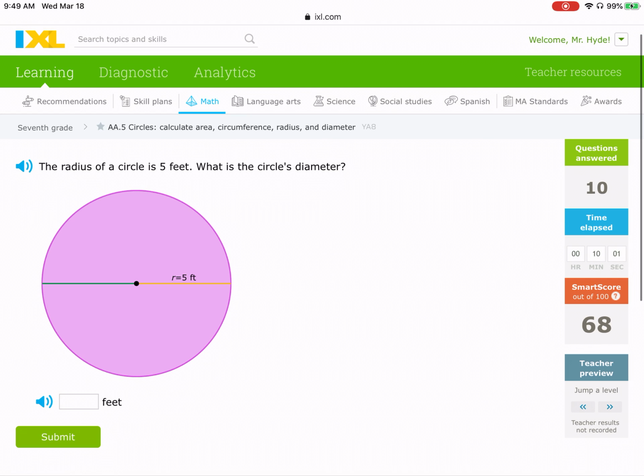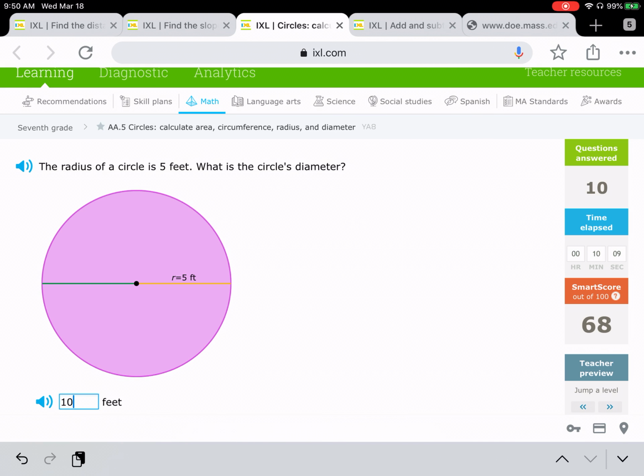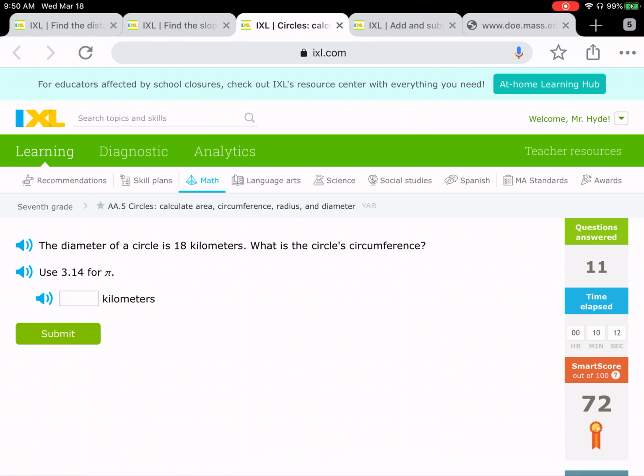And now I'm at 68. The radius is 3. What's the diameter? Remember, the radius is half of the diameter. So the diameter is always bigger. So now that answer is going to be 6. So that got me to a 72.